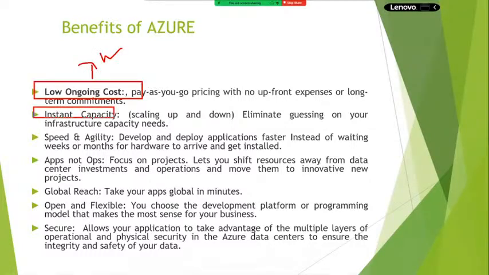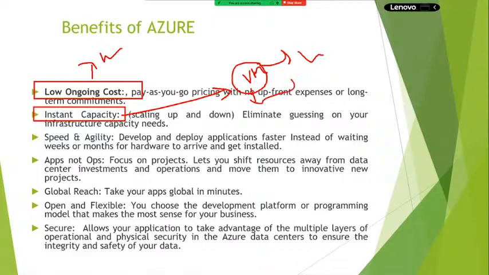Next, instant capacity. Instant capacity in the sense that I would like to increase or downgrade the size of a VM or the configuration of the app services. Anytime, anywhere, if you have internet connectivity, you can downgrade or upgrade the configuration of your application. That is instant capacity, like instant coffee. Next, speed and agility.